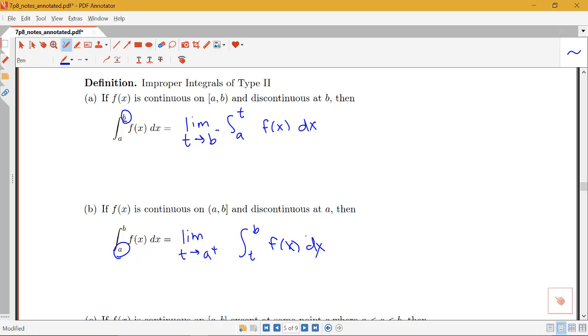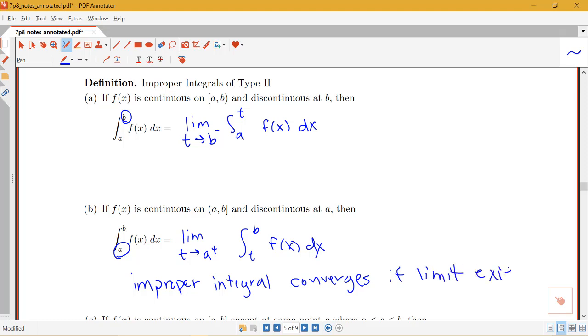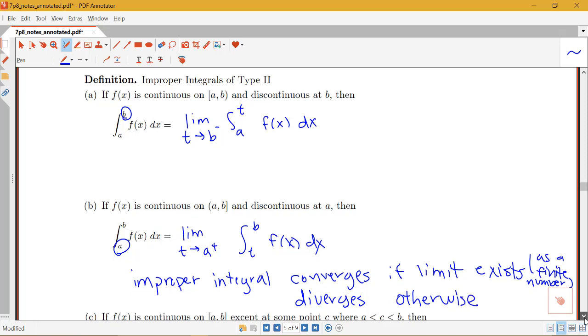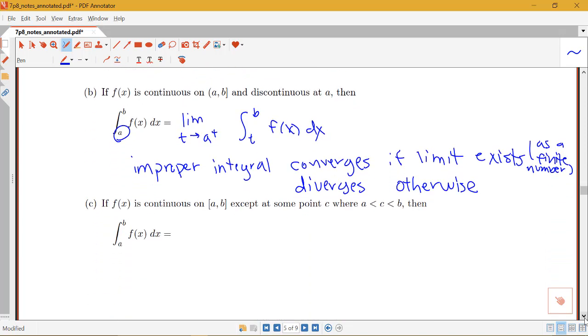Okay, and then we have the same terminology that we used before, where we'll say that the improper integral converges if that limit in either one of those cases exists, meaning as a finite number. Okay, and we'll say that it diverges otherwise. So remember, if the limit doesn't exist, or if the limit comes out to be infinity or negative infinity, we'll say that the improper integral diverges in that case.